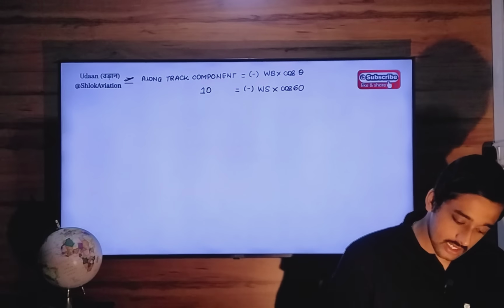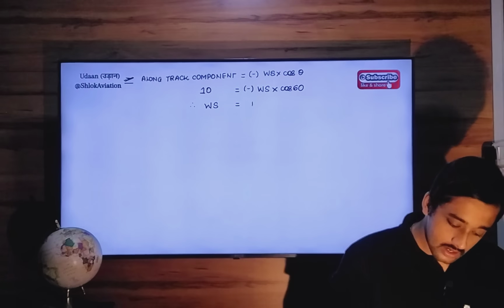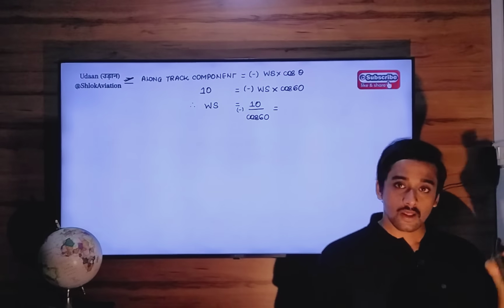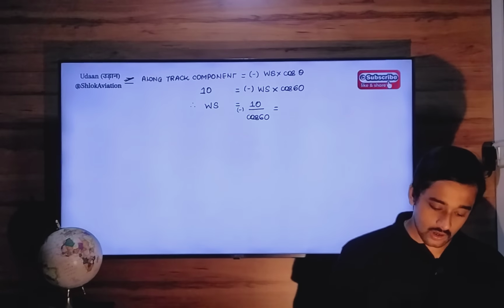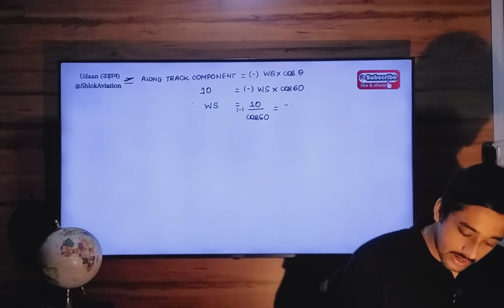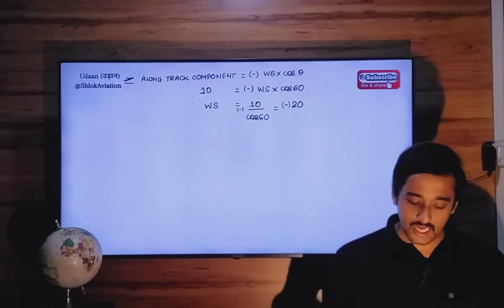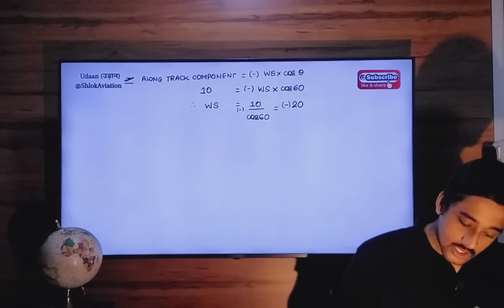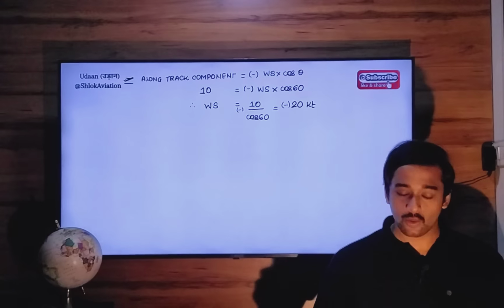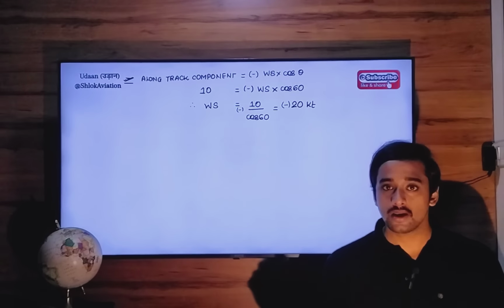So cos 60. Therefore, wind speed will be 10 divided by cos 60. Now, 10 divided by cos 60 is 20, so minus 20. Here minus stands for headwind component, so you can ignore that. So wind speed is 20 knots. So you require 20 knots of wind speed in order to get a 10 knot headwind component.